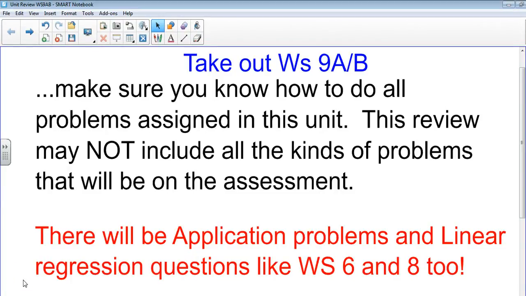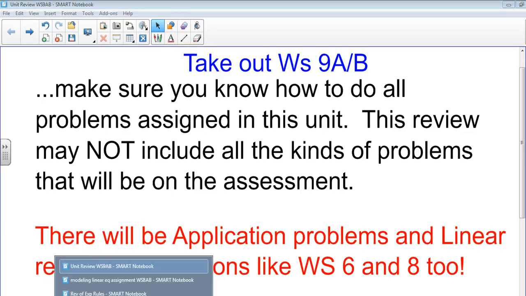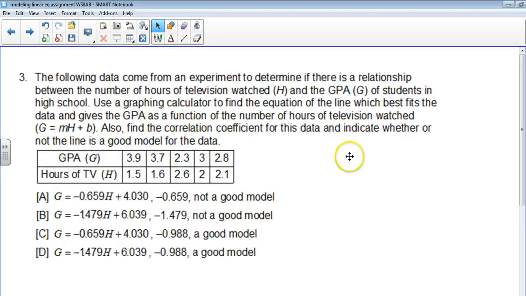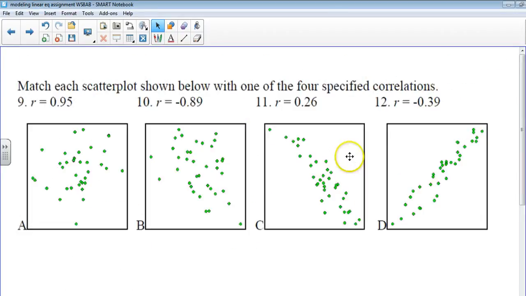We are going to look at questions off worksheet 8, and then we're going to work on worksheet 9. Let's see, worksheet 8. Somebody asked about 13, is that right? Yep. Okay.